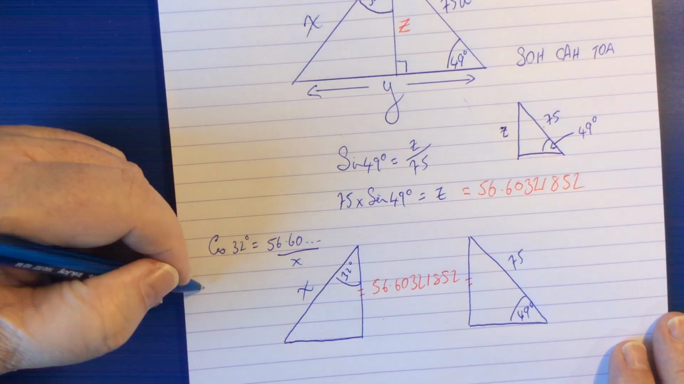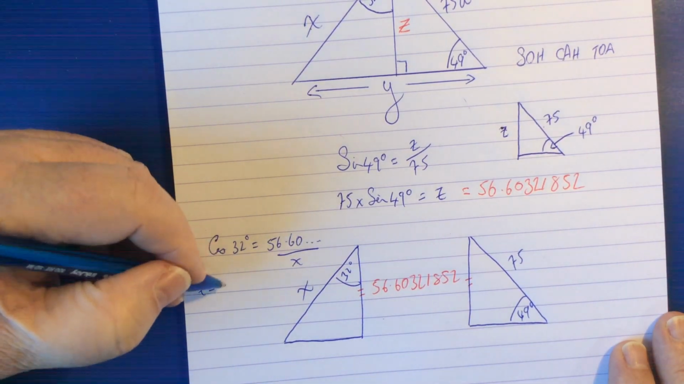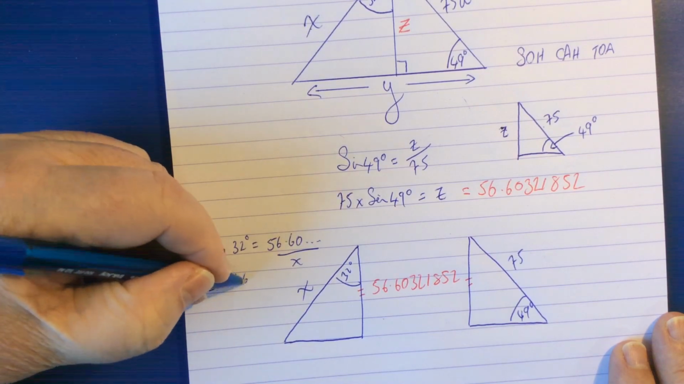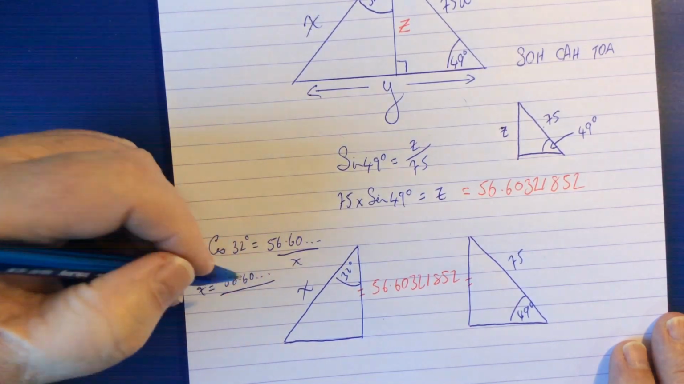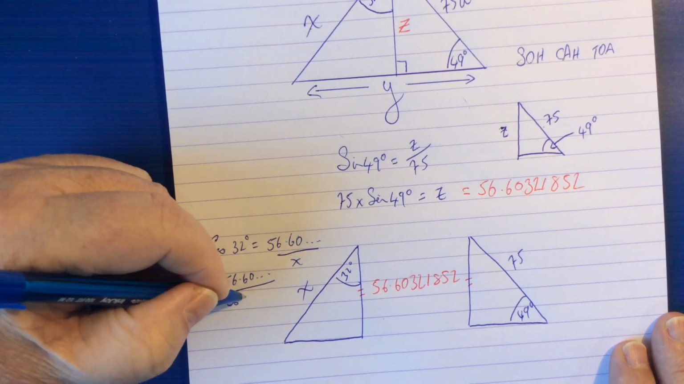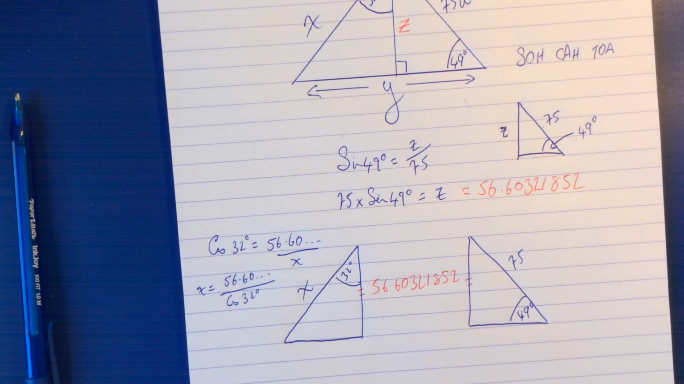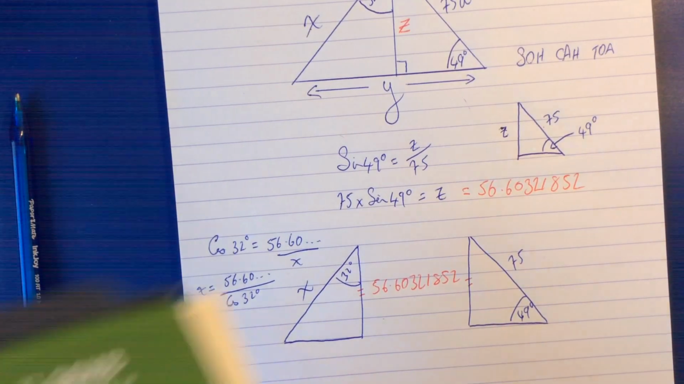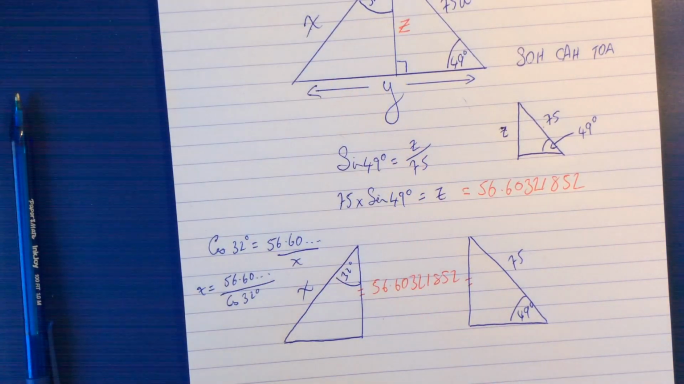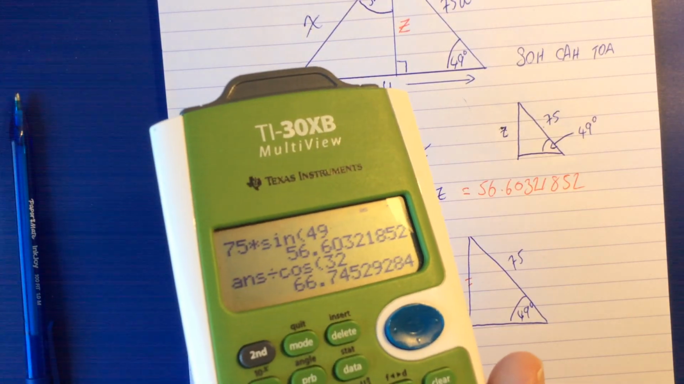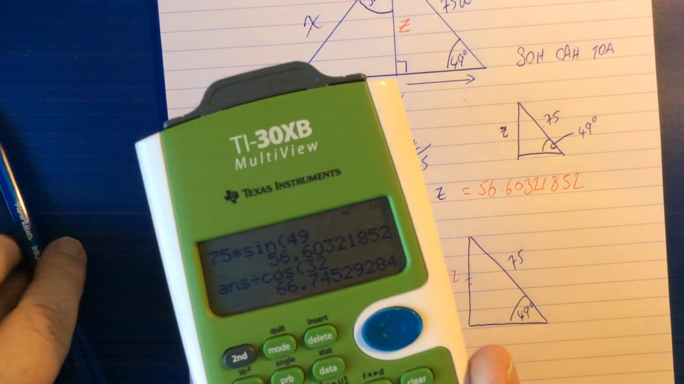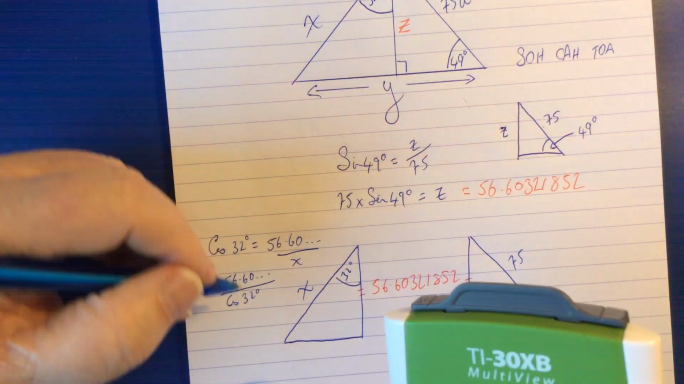Now, rewriting that, all I do is swap the x and the cosine. So x is equal to 56.60 and all the decimals over the cosine of 32 degrees. Now, I hope you can see that. I'm going to divide the full number by the cosine of 32 degrees, and I'm going to get that, 66.745, etc.